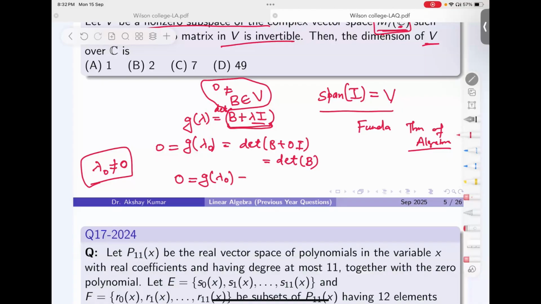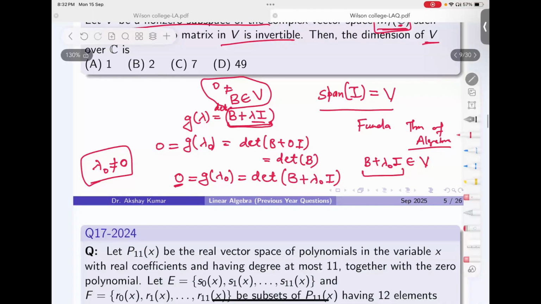Now what is this? Determinant of B plus lambda naught I, right? So what is this? B plus lambda naught I is also a part of V, and the determinant of this is 0, right?